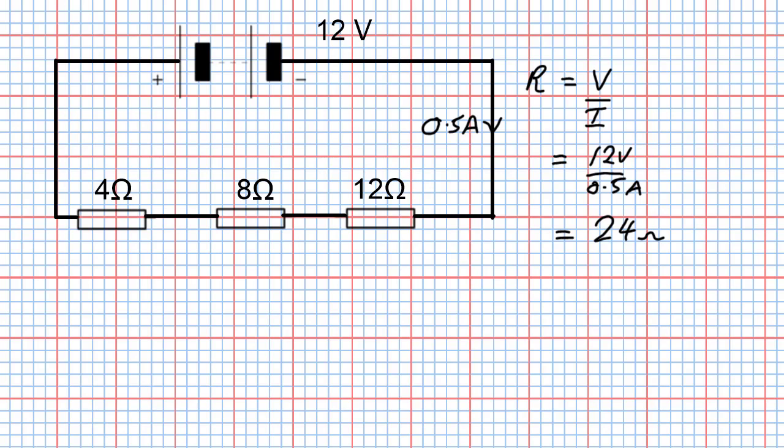Because if we add up all the resistances, we can see that the total resistance is going to be 24 ohms. So it would seem that in a series circuit, to find the total resistance, we just simply need to add up all the resistances. 4 ohms plus 8 ohms plus 12 ohms. And that's going to give us a total value of resistance of 24 ohms.